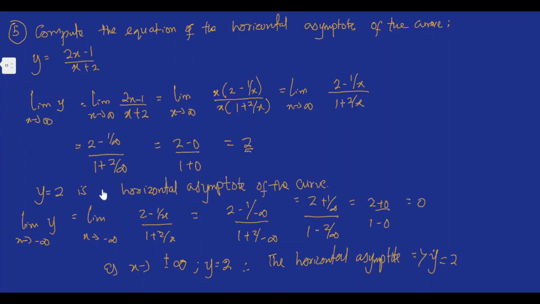In a case where you evaluate the limits of the function and realize that you have two different values, it just means you have more than one asymptote for that function. Let's take note of that when we are solving questions.